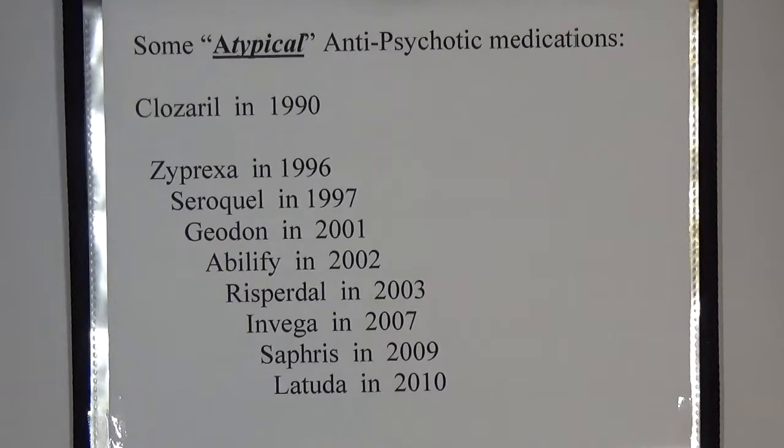Other atypical antipsychotic drugs that were developed after Clozaril in 1990 are Zyprexa in 1996, Seroquel in 1997, Geodon in 2001, Abilify in 2002, Risperdal in 2003, Invega in 2007, Saphris in 2009, and Latuda in 2010.